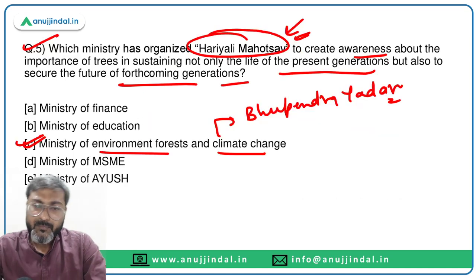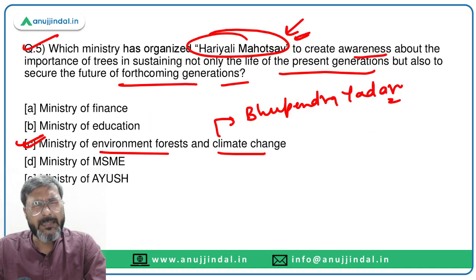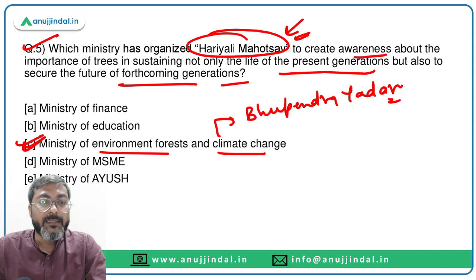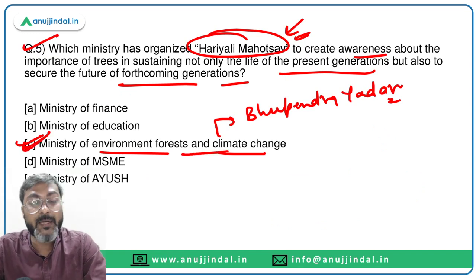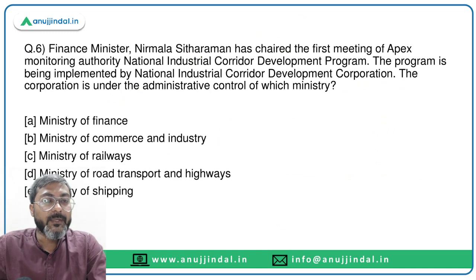But if any question will come in your examination, the question will be this only, right? The correct answer is Ministry of Environment, Forest and Climate Change, right? Option C is the correct answer. Let's talk about question number 6 then.